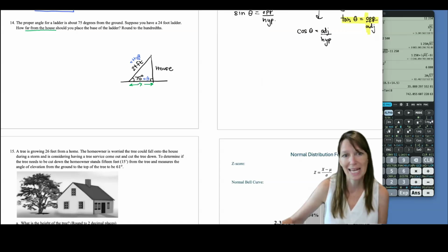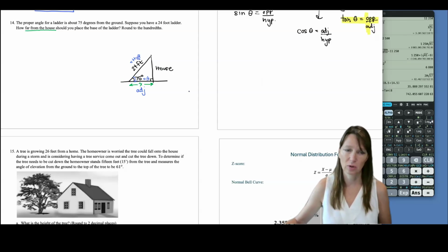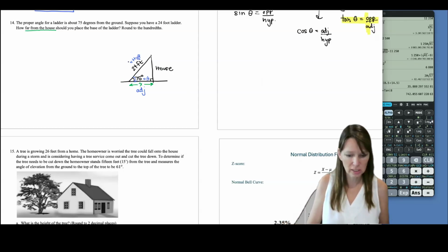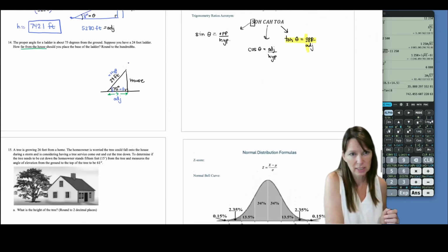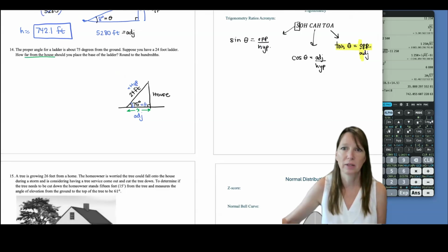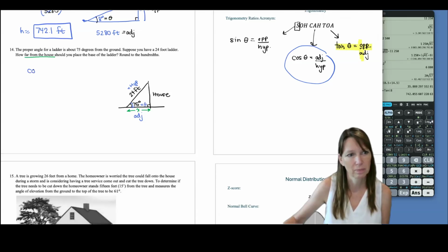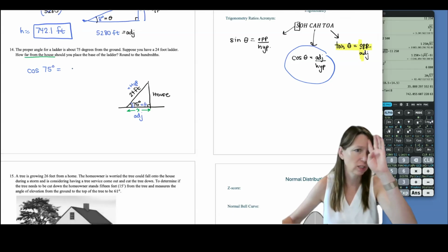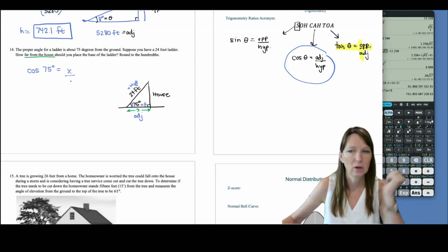And I want to know X, not H or the house. I want to know X, which is adjacent to the 75 degrees. So I have adjacent and hypotenuse are the two sides that I'm dealing with in this situation. Adjacent and hypotenuse is going to be cosine. Let's plug it in. Cosine of 75 degrees is going to be equal to the adjacent side, my unknown x, over hypotenuse, which is 24.